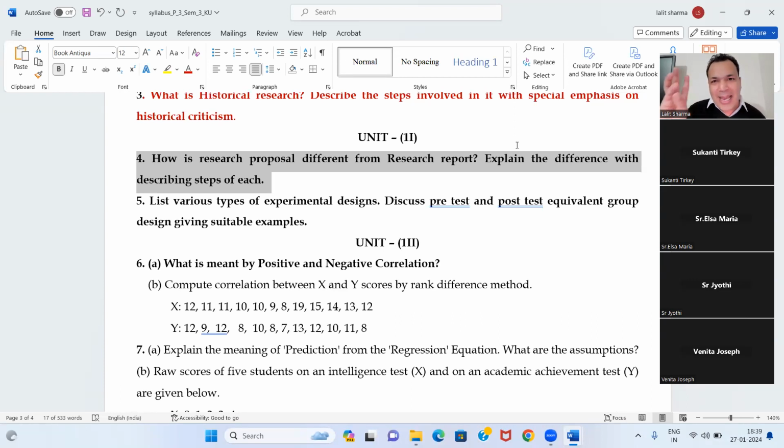Right? मतलब he has asked from you, number 1, in this question, you have to define the research proposal. Second, you have to define the research report. Third, अब वो देखो क्या पूछ रहे हैं. He is asking, explain the difference with describing steps of each. दोनों के steps भी पूछ लिए, difference भी पूछ लिया. So all the 4 things has asked from, in a one question. Okay.